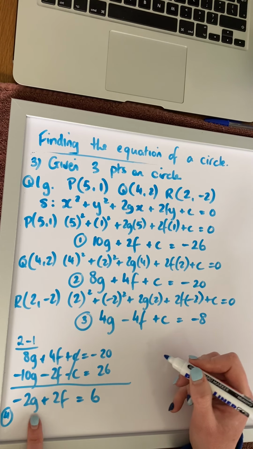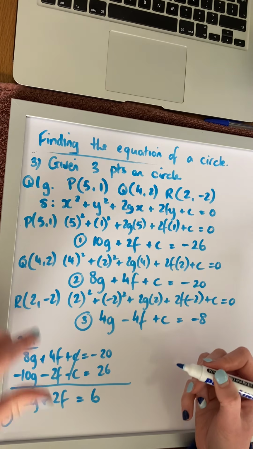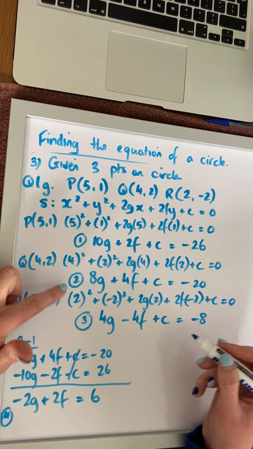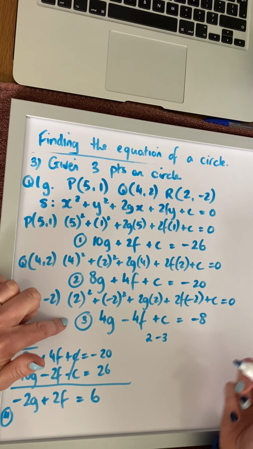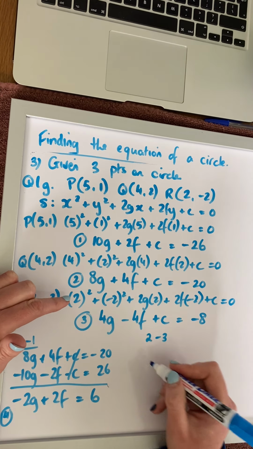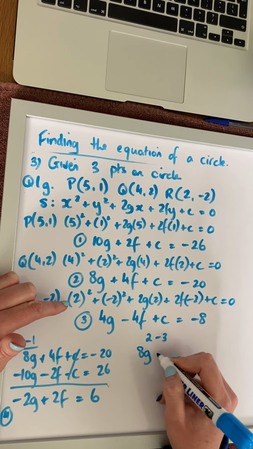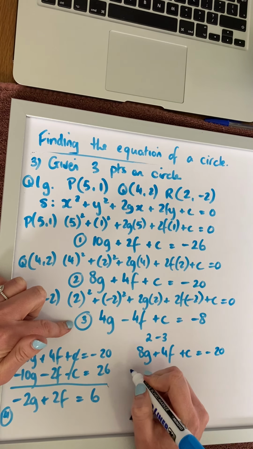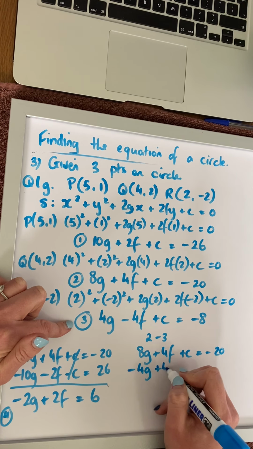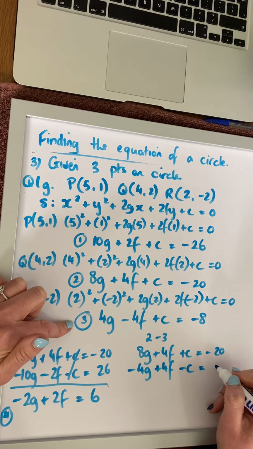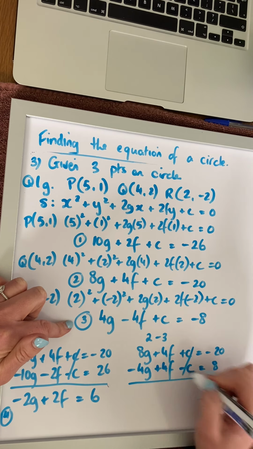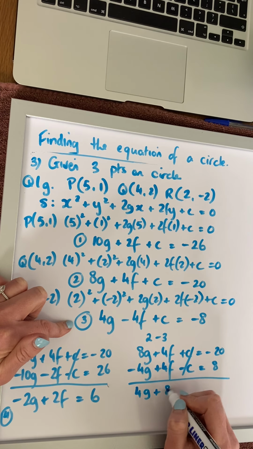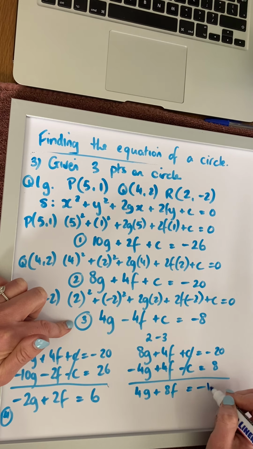So we now have one equation and two variables, we need another. So we need to pick a different pair of equations to work on this time. I'm going to pick equation 2 again, and this time I'm going to subtract equation number 3. Writing down equation 2 again: 8g + 4f + c = -20. I'm going to subtract equation 3, so that's -4g + 4f - c = +8. The c's will eliminate each other there, so we are left with 4g + 8f = -12.